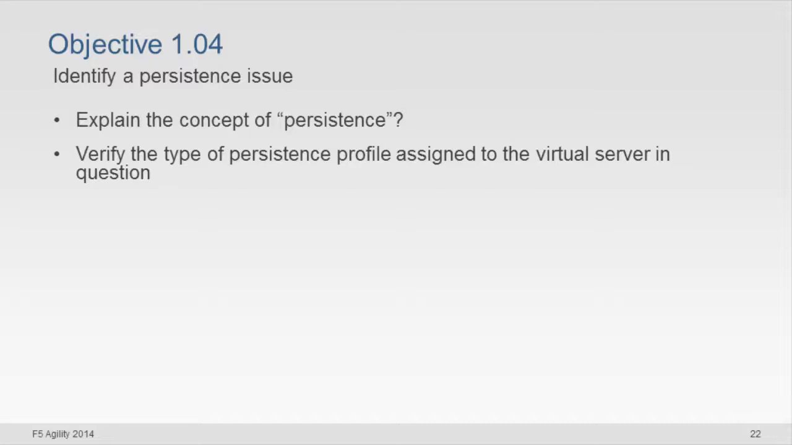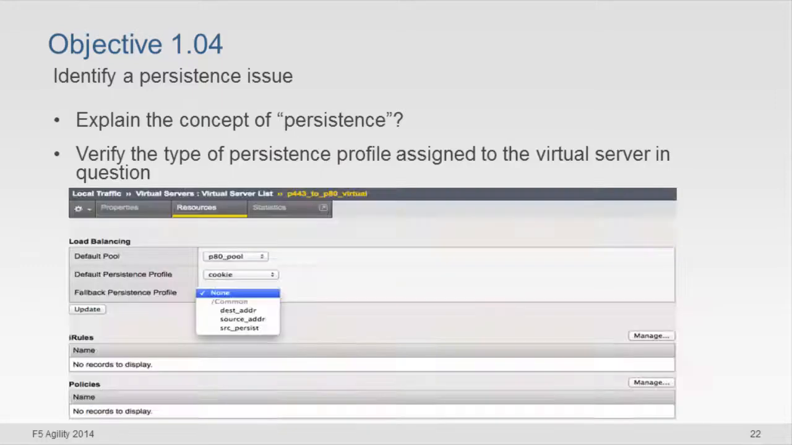So if you need to verify what type of persistence is being used in the configuration of an application's virtual server, there are a couple of different ways to go in and take a look at that. You can go into your virtual server, click on the details, drill down into the virtual server, and look at the Resources tab if it's an existing virtual server. On the Resources tab inside the GUI, you'll be able to see the default persistence profile here. In this case, this screenshot has the drop-down box for fallback expanded, but as you can see in the default persistence profile, I'm using cookie persistence.